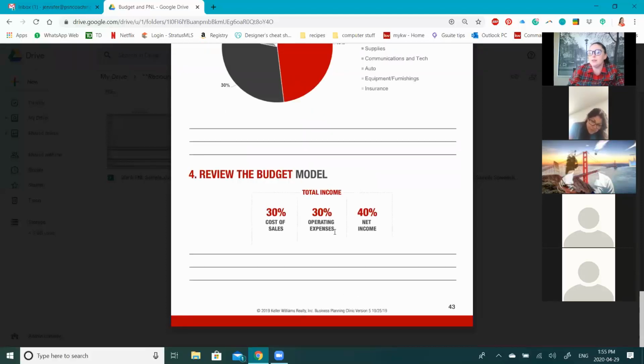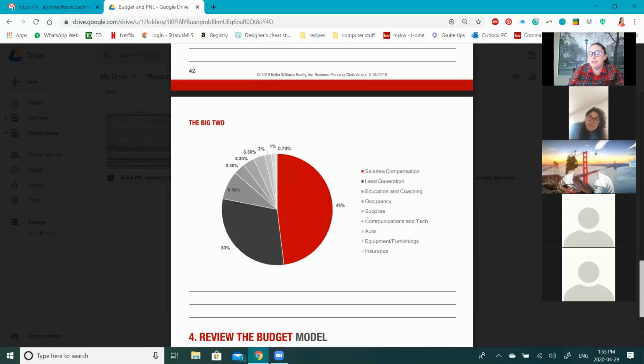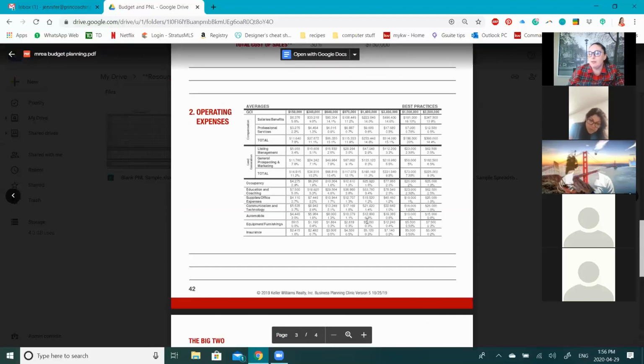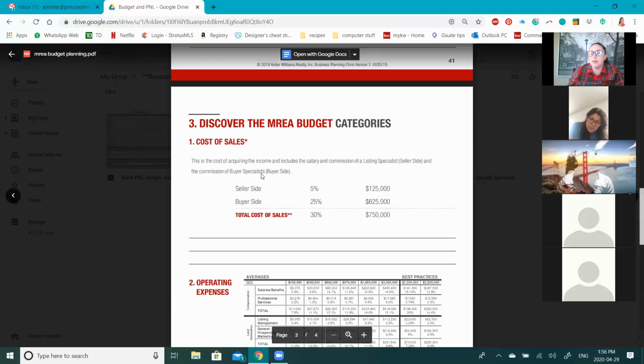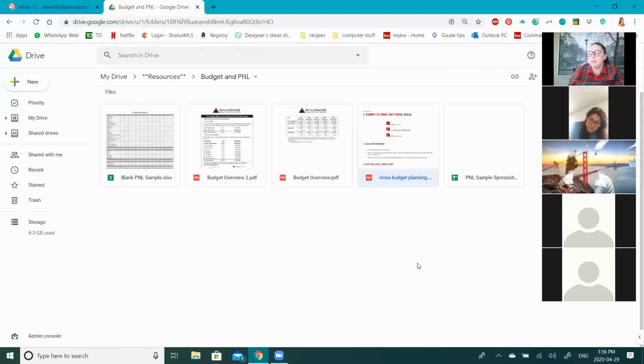30% cost of sales, 30% operating expenses, 40% net income. This should not be 40% net income because they don't allow for taxes. It drives me crazy. But that's what they're claiming is net income pre-tax, 40%. Right? That's the MREA budget. It's very simple. It's laid out really cleanly. Literally all you have to do is follow it and implement it. And you'll have a budget model.